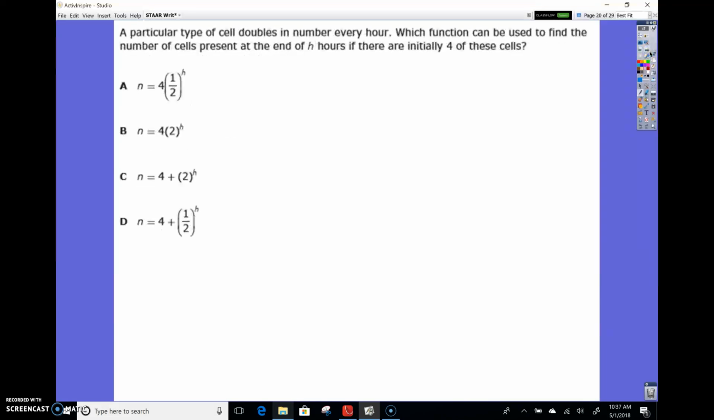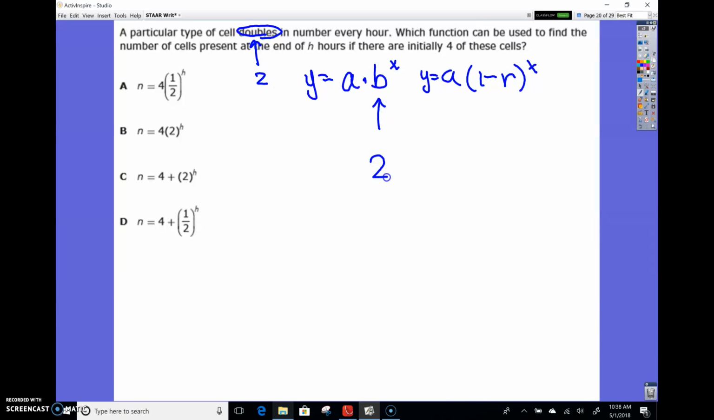Okay, remember now, if you look at these problems, oh, this is an exponential problem. Remember, exponential problems, you're going to use either this or this, okay? So, the first thing, a particular cell doubles. Double means 2 times, right? So we know that this is going to be 2.